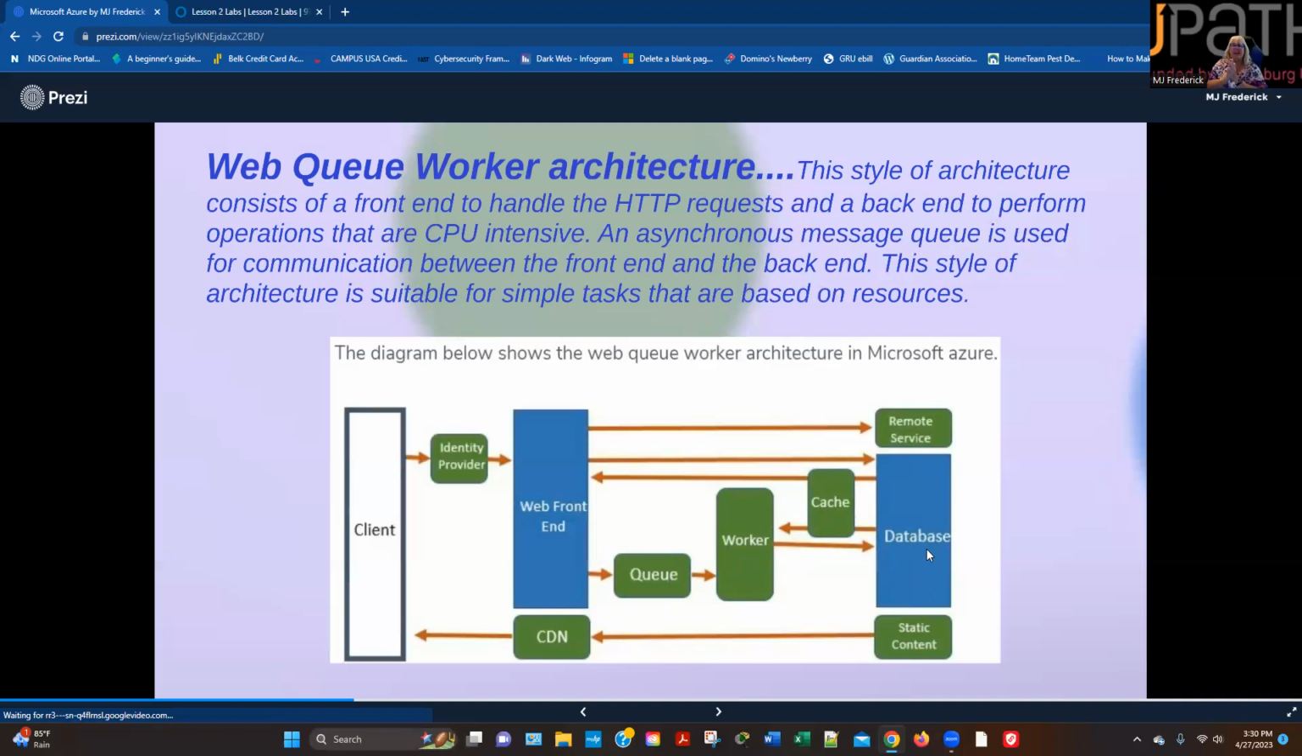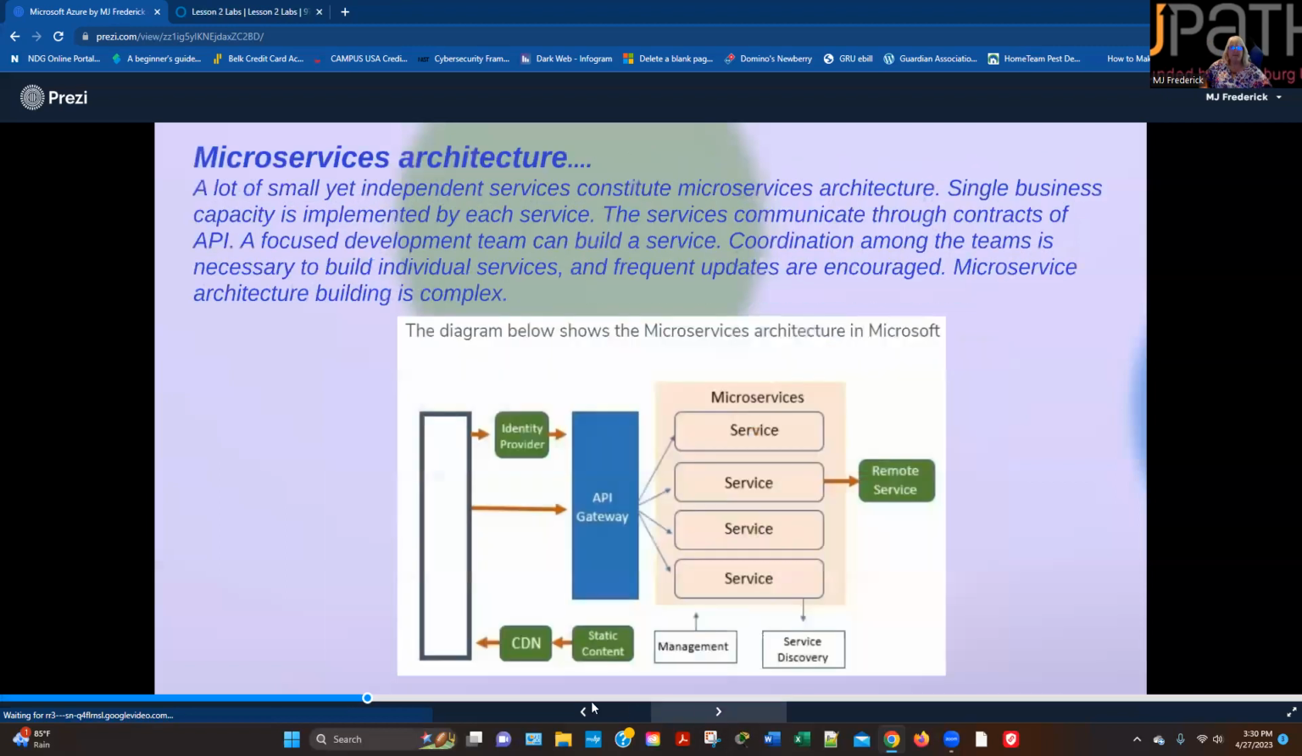But again, very simple tasks that are based on particular resources you have from your web, right? Whatever you're going to do from front end and back end. Now, the next one is called microservices.